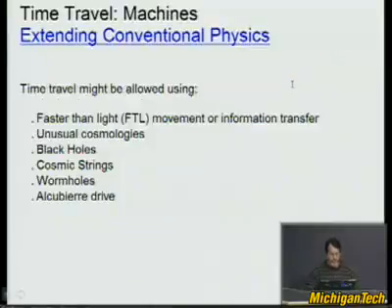And so let's get to the machines. So what could allow time travel? So let's look a little bit into the physics of this instead of the paradoxes. So faster than light movement or information transfer might allow time travel. Unusual cosmologies might allow them.